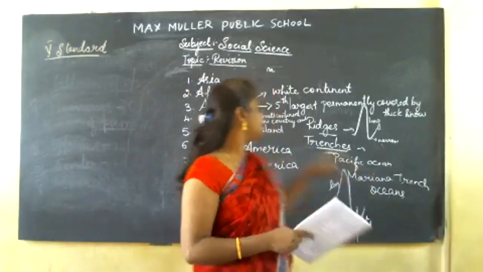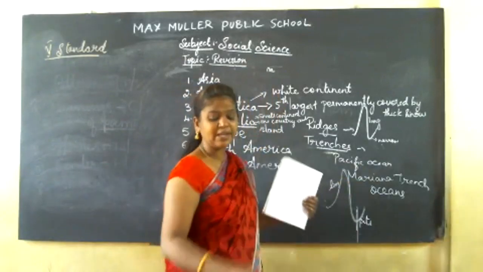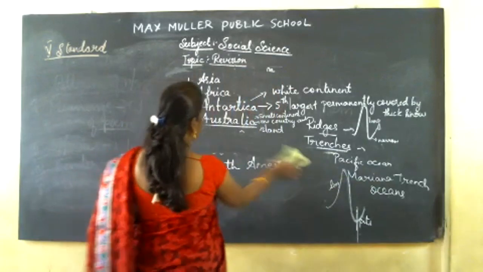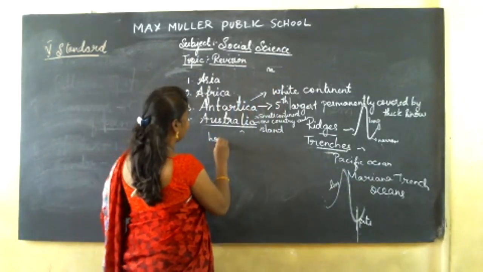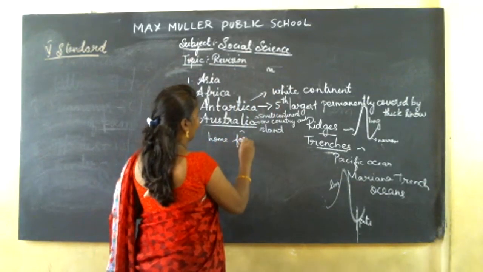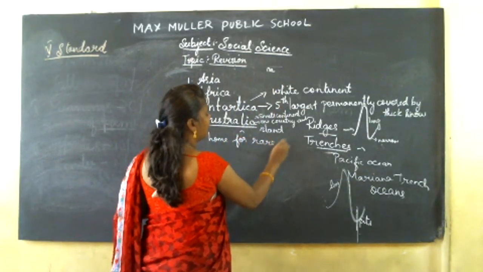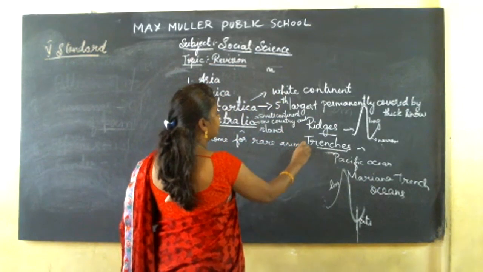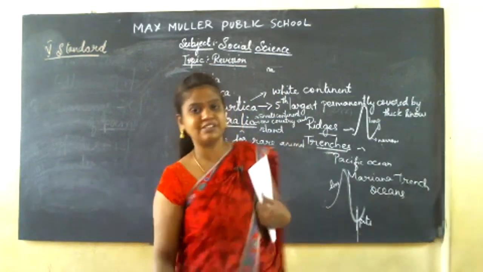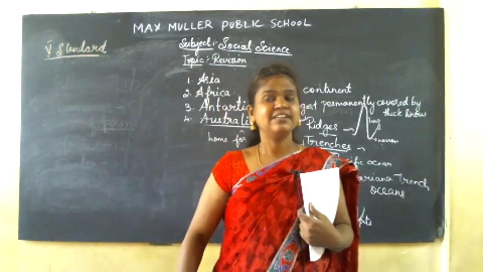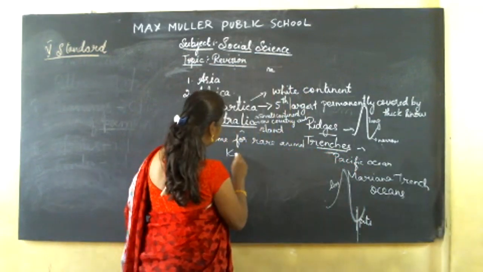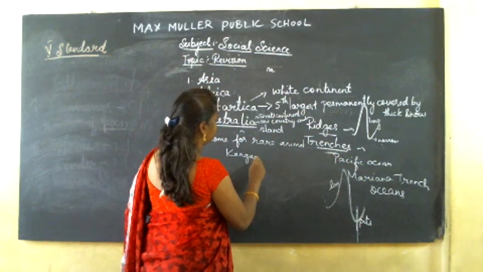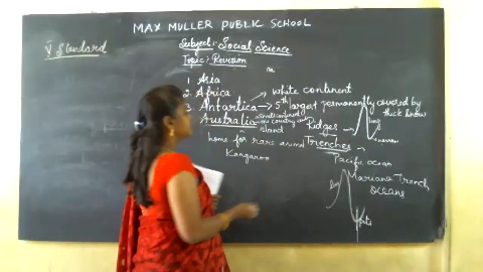And Australia is a home for many rare animals. And I asked you, what is the national animal of Australia? Yes, the national animal of Australia is the kangaroo. So this is the meaning.